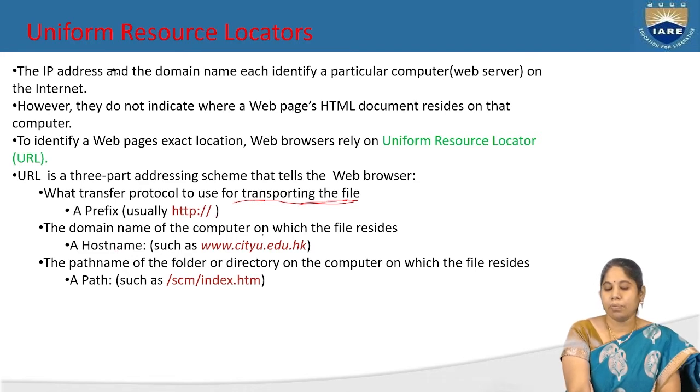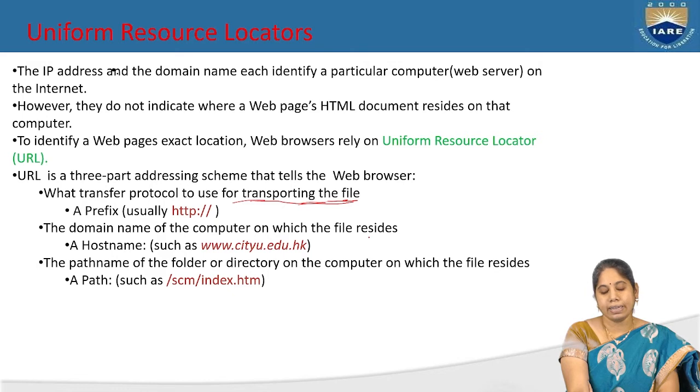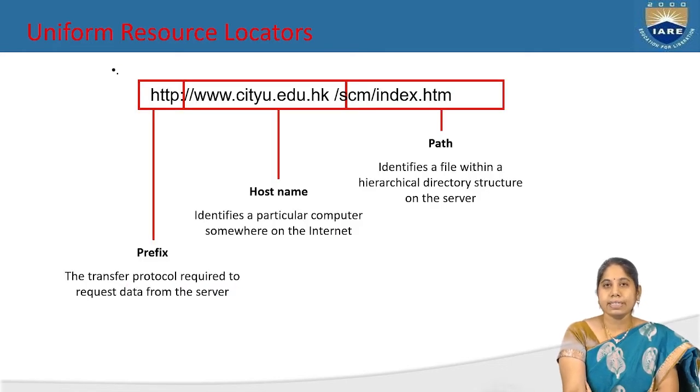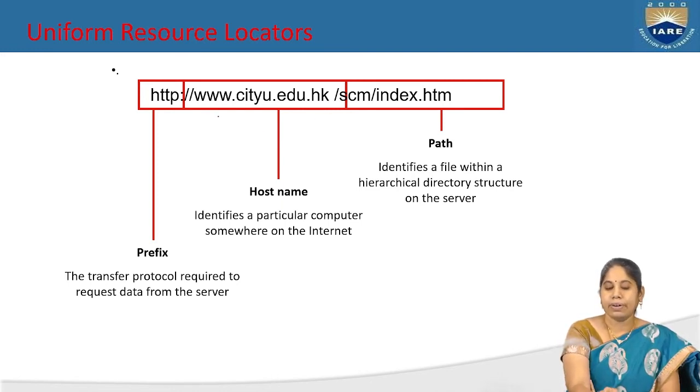Next is the domain name of the computer where the file resides. That we call the host name. And whatever web page you are looking for, that is the path name: the path of the folder or directory on the computer where the file resides. That we call the path. Let us see. While typing a website or any information on the web, we type it like this. Here the first part, HTTP, is the protocol we have used to transfer the page or access the information over the web.